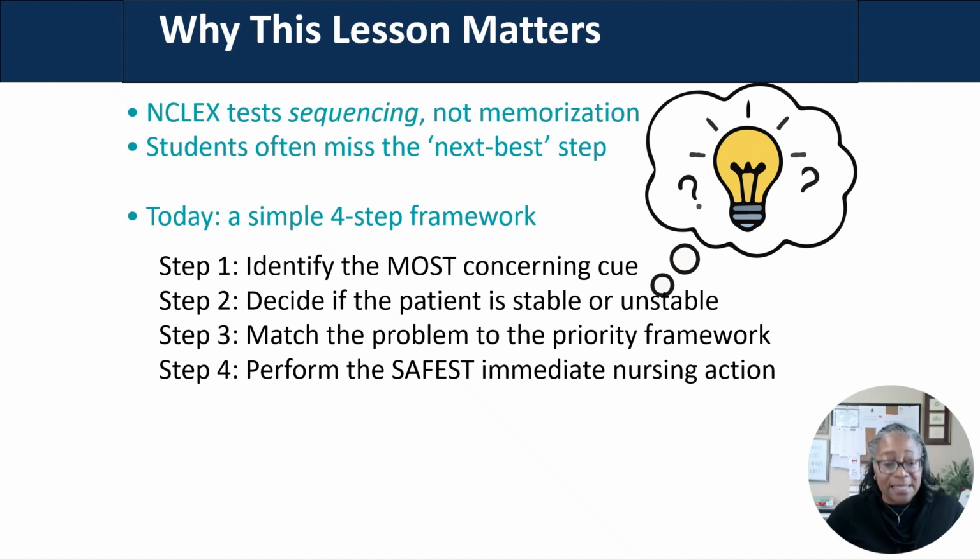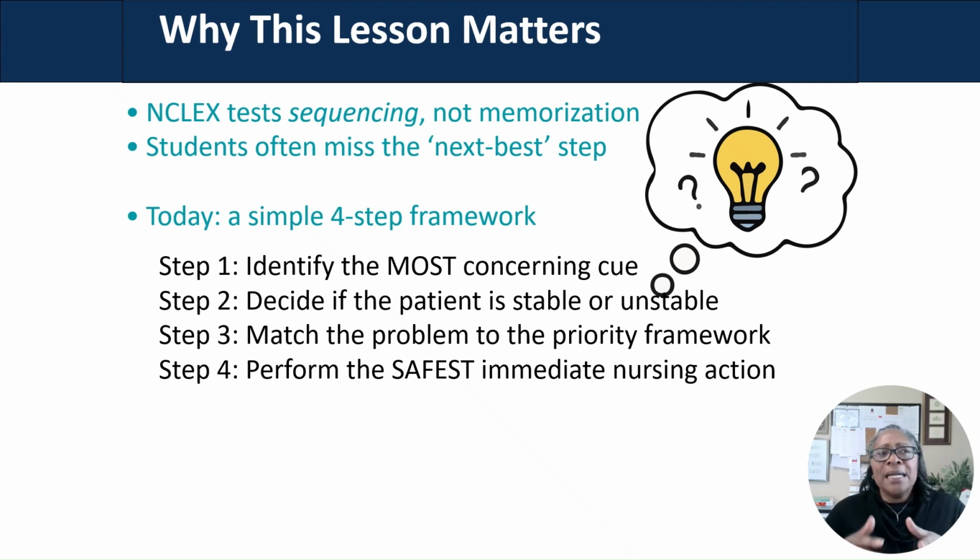And this is what it is. It's the 4-step next best step framework. Step 1, identify the most concerning cue. Number 2, decide if the patient is stable or unstable. Number 3, match the problem to the primary framework: ABCs, safety, trends. And then number 4, perform the safest immediate action first.